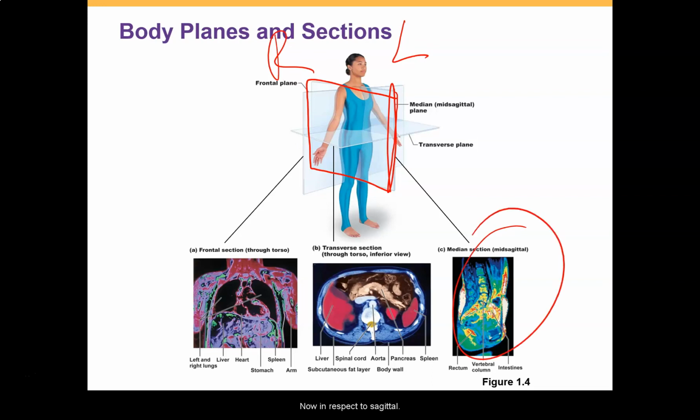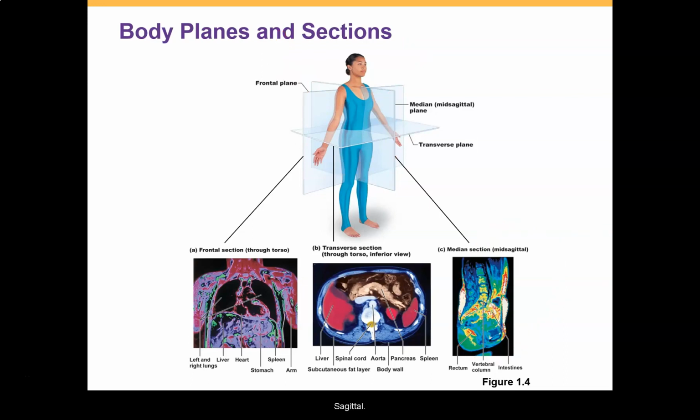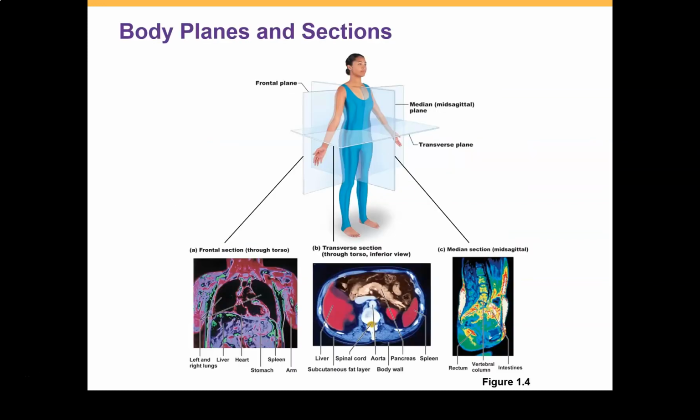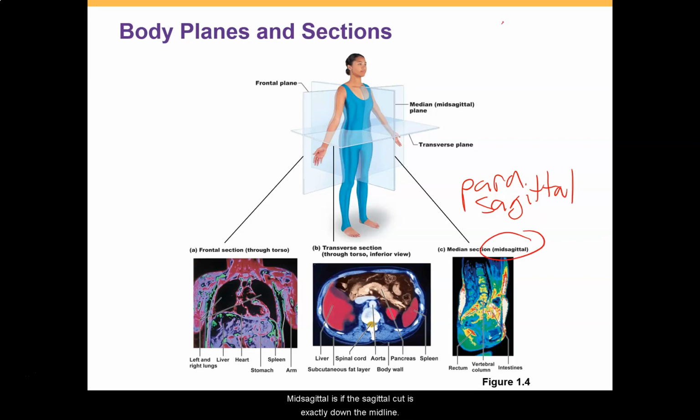Now, in respect to sagittal, sagittal is divided into mid-sagittal versus para-sagittal. Mid-sagittal is if the sagittal cut is exactly down the midline. Then that is going to be said mid-sagittal. And I want you to call it mid-sagittal, not just sagittal. Anything that is cut right down the midline, mid-sagittal.